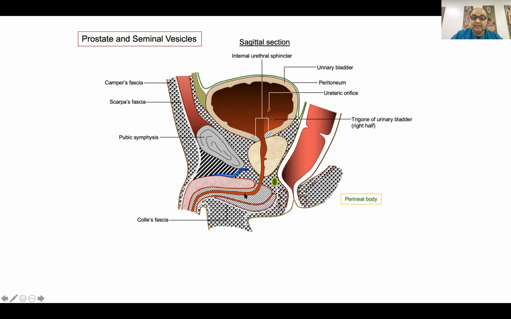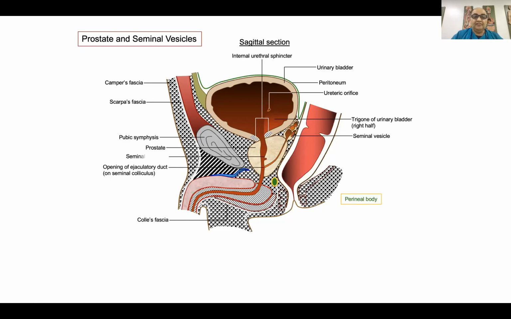And then it continues as the bulbar urethra, and so on. This is the prostate gland. Everybody should see it. And then you can see this is the seminal vesicle. And this I'm showing you now, the ejaculatory duct. This is not, this is the utricle. This is the ejaculatory duct, which runs through the prostate and opens into which part of the urethra? Prostatic urethra. Excellent.